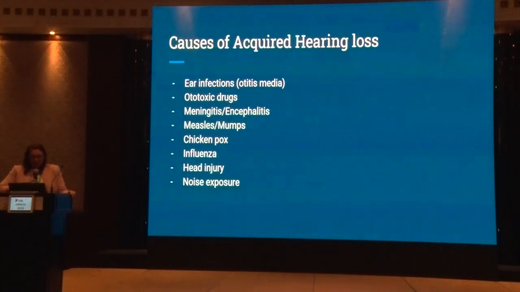Causes of acquired hearing loss: ear infection, otitis media, which usually makes a problem in the middle ear and is conductive hearing loss. Ototoxic drugs, especially we saw this in babies who had a pulmonary infection at birth and were taking a lot of gentamicin or streptomycin. And meningitis and encephalitis, measles and mumps, chickenpox, influenza, head injury, and noise exposure.